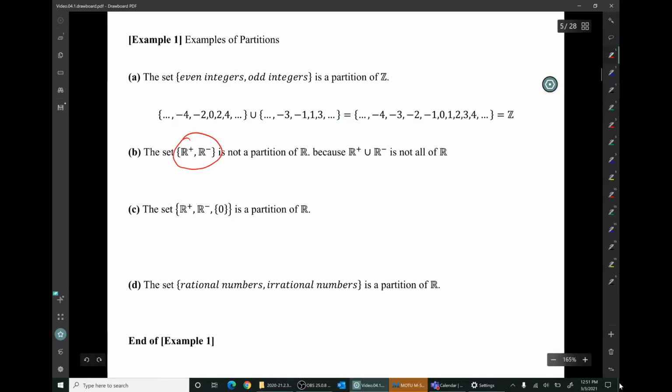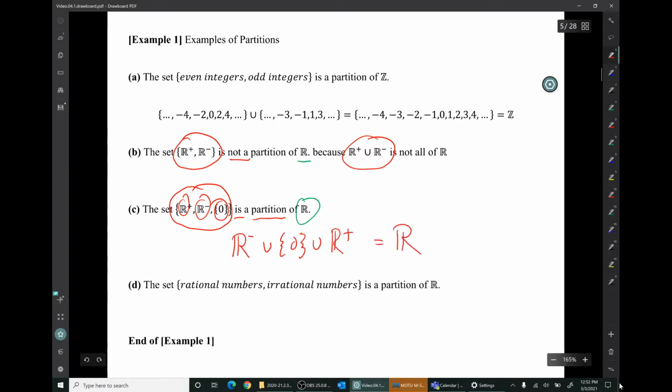This set, the set consisting of positive real numbers and negative real numbers, is not a partition of the set of real numbers, because this union is not all of the real numbers. However, this set is a partition of the set of all real numbers. Every real number is either positive or negative or zero. That's the third possibility. So if I take the union of those three sets, I do get the set of all real numbers. Whereas in example B, the union is not all real numbers.